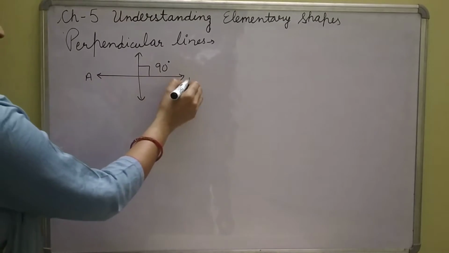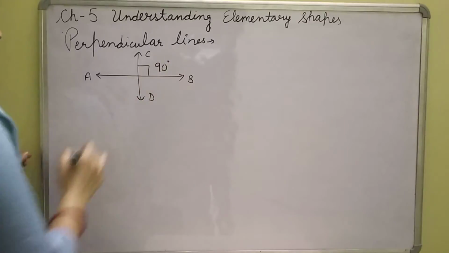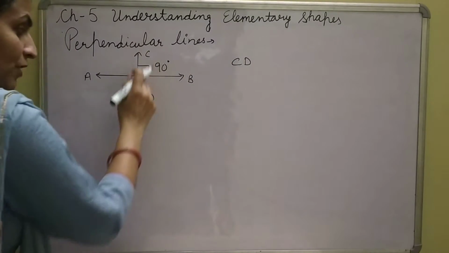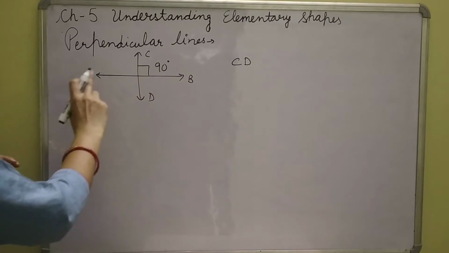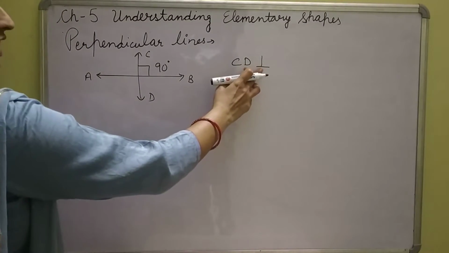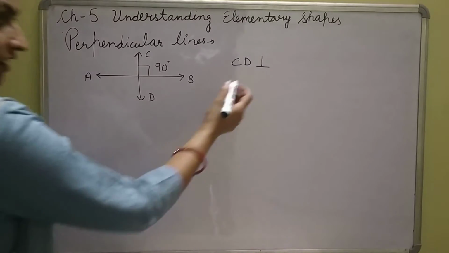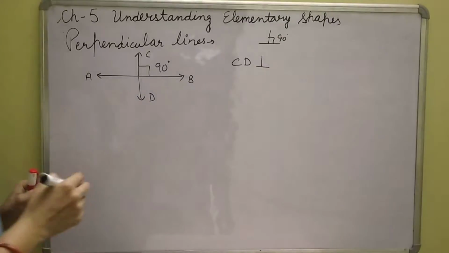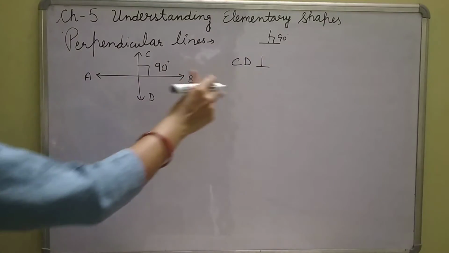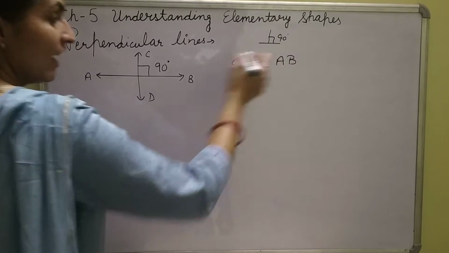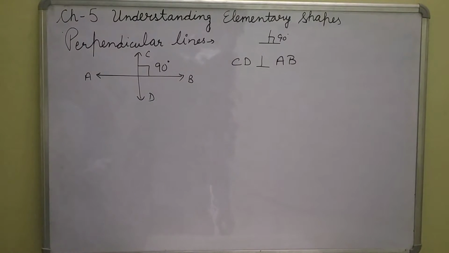Let's say AB, CD. Now, CD is forming the angle of 90 degree on AB. So we will say that CD is perpendicular. This is the symbol of perpendicular. This is 90 degree. This is 90 degree. So from there we have derived this symbol. So CD is perpendicular on AB. So these are our perpendicular lines.